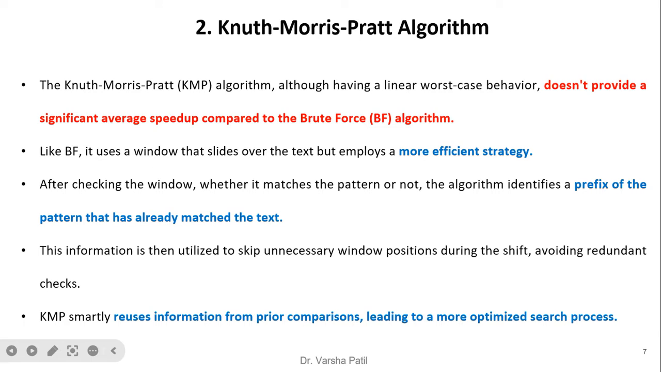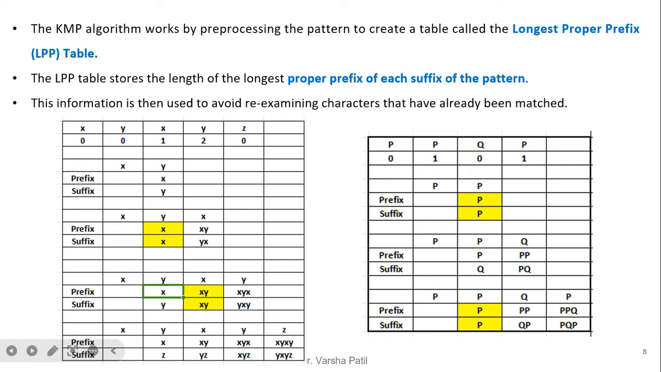So the i pointer increases very efficiently when the pattern does not match. Whenever the next i increment happens, it makes a smart move. This information is then utilized to skip unnecessary window positions during the shift, that is, avoiding redundant checks. KMP smartly reuses information from prior comparisons, leading to a more optimized search process.